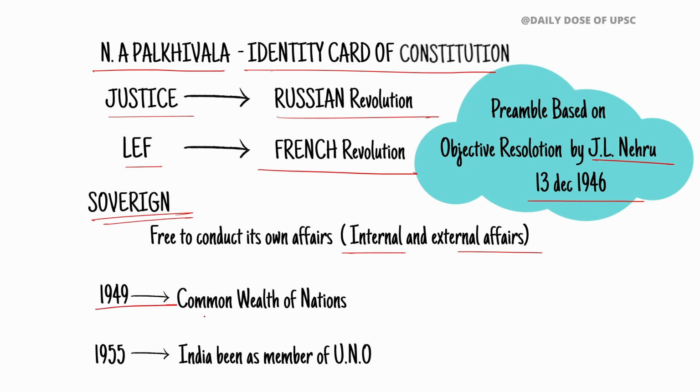In 1949, India joined the Commonwealth of Nations. In 1955, India became a member of the UNO. Joining the Commonwealth of Nations or being a member of the UNO does not affect our sovereignty. They are just extra-constitutional arrangements with no liabilities. India can walk out of them at any time.